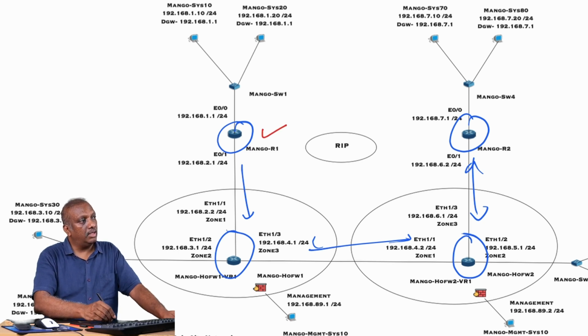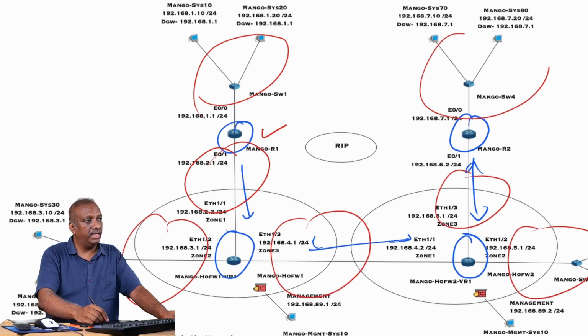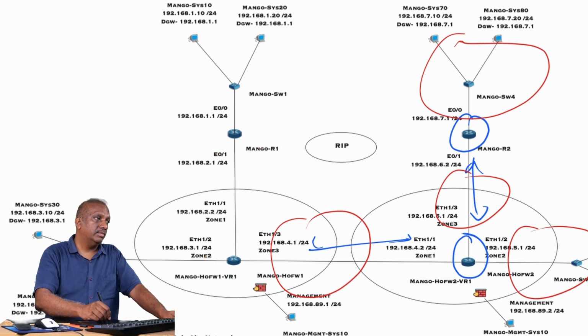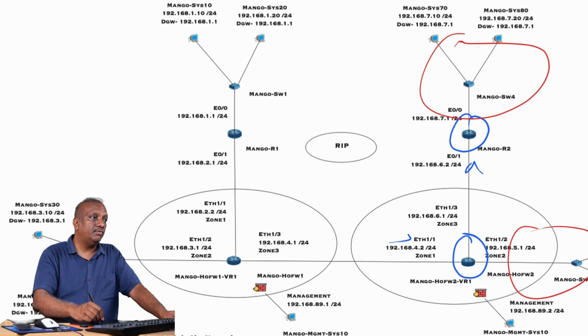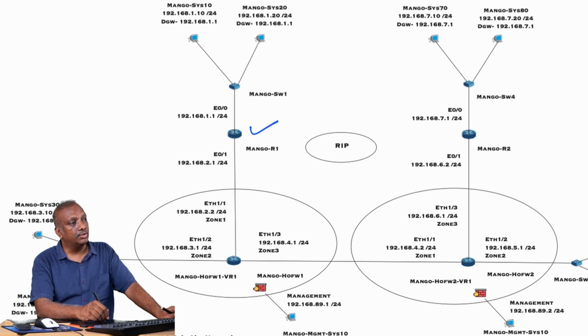Mango R1 should know about what? 1.0, 2.0, 3.0, 4.0, 5.0, 6.0, 7.0, right? All the network IDs should be known to all the routers because we enabled RIP protocol on all the 4 routers, right? So let us go to Mango R1 and see whether Mango R1 knows the routes for all the 7 network IDs or not.